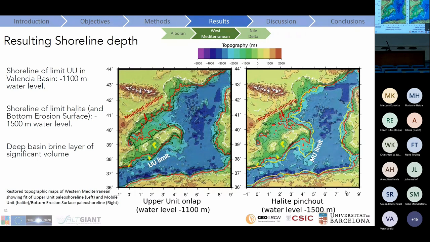So this is a very major drawdown in the Western Mediterranean required to expose the rest of the Valencia Basin. And when we look at the limits of our halite unit here, we have an even larger drawdown at 1500 meters. And so this would be potentially the initial water level of the Western Mediterranean after the desiccation. So what we see is actually two quite interesting things. The first is that you need hundreds of meters of water level change between the two stages in order to explain both of these as shorelines. And secondly, even when the water level drops 1500 meters, we would still preserve a pretty significant brine layer in the deep basin. So we would have basically a very saline lake in the deep Mediterranean during this stage.